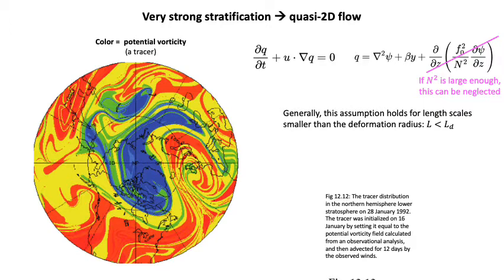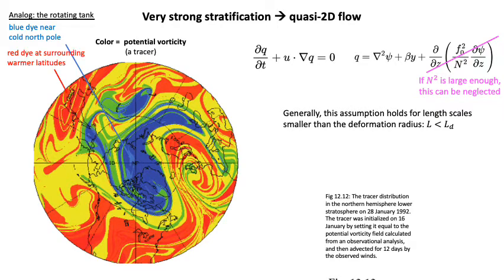As a tracer distribution, the figure caption says it is in the Northern Hemisphere, lower stratosphere, on January 28, 1992, initialized by setting it equal to the PV field calculated from an observational analysis, and then advected for 12 days by the observed winds. Another way to think about this is the analog to the rotating tank experiments that you've done. Imagine you're dropping blue dye near the cold North Pole, and you're putting red dye at the surrounding warmer latitudes, and then letting things evolve. You've done this with baroclinic instability, and this is a little bit different here.